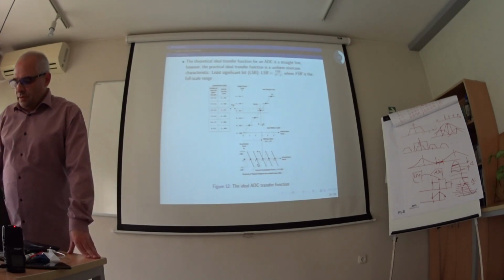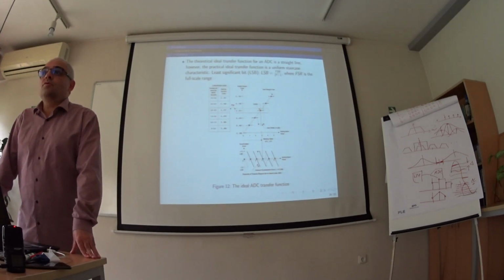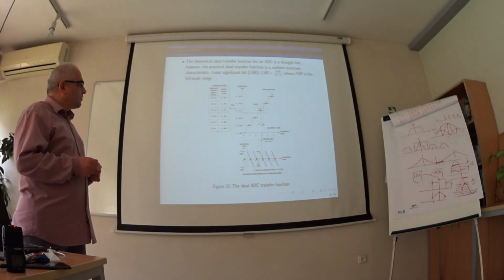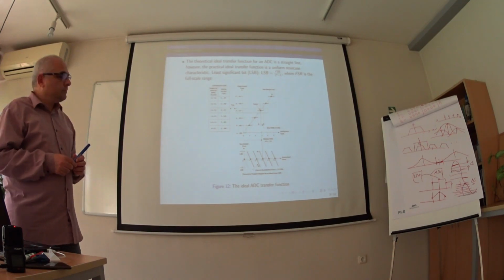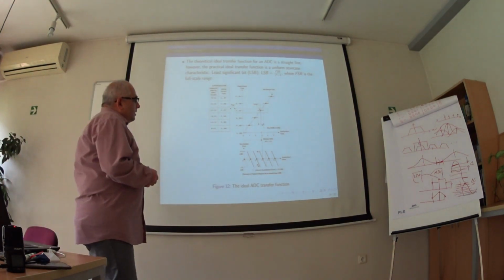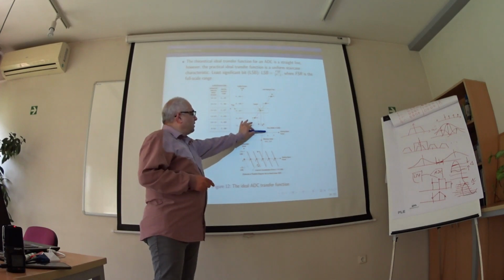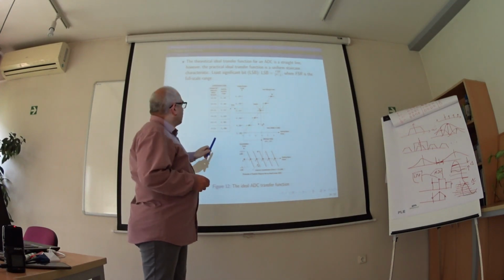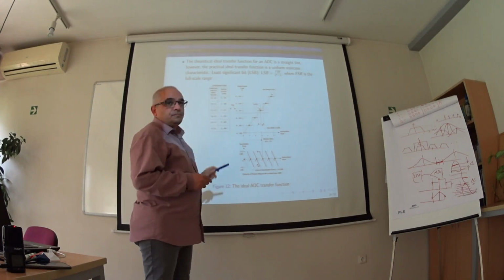Now, in short, the analog to digital converter parameters. Here is given the transfer function of the ADC. Here is the analog input. Here are our digital codes. For simplicity, there are very few.